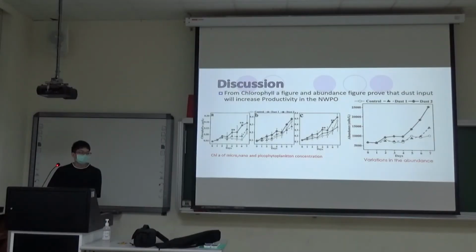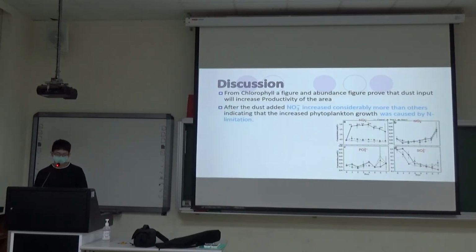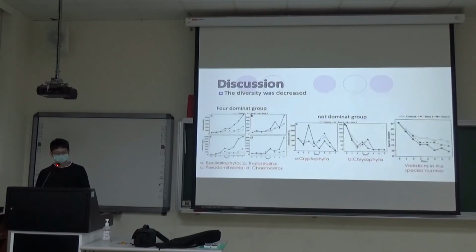I want to ask why the phytoplankton diversity is decreasing. You want to know why the phytoplankton diversity is decreased? Because the picture shows that the dominant group will increase, but the non-dominant group will decrease and even disappear. So the species number will decline over time.